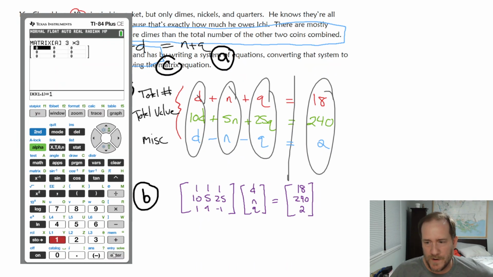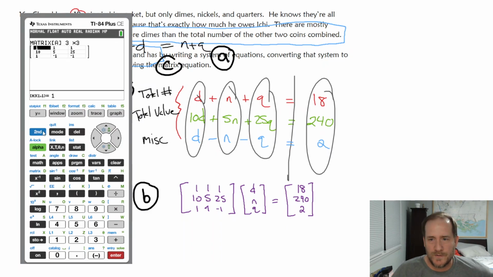Okay, great. My entries are 1, enter, 1, enter, 1, enter. My second row is 10, 5, 25. 10, enter, 5, enter, 25, enter. And then my last one is 1, enter, negative 1, enter, negative 1, enter. There, this is the right matrix for matrix A.